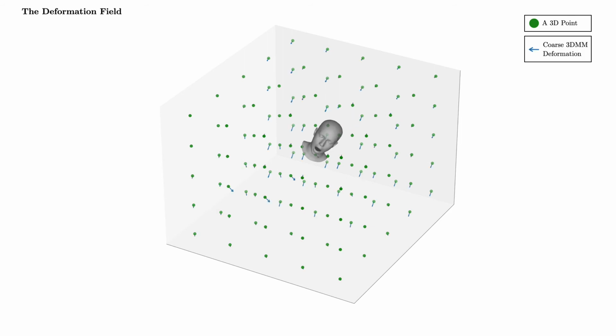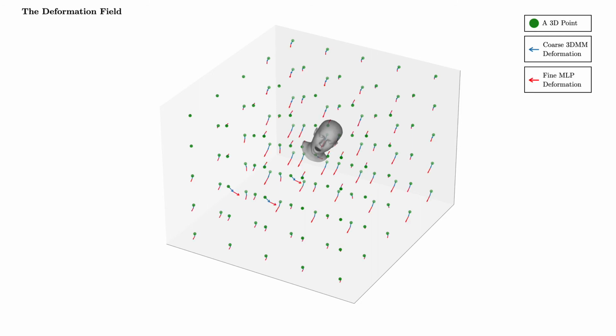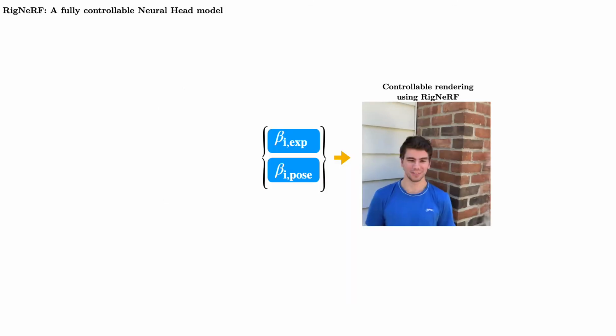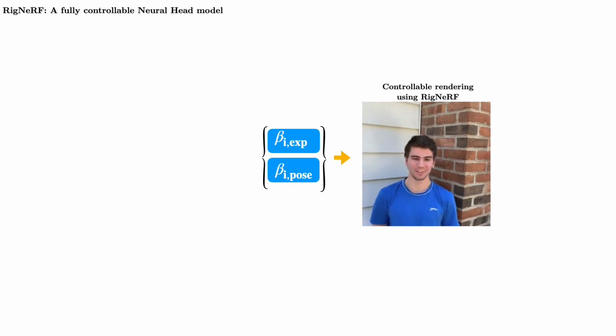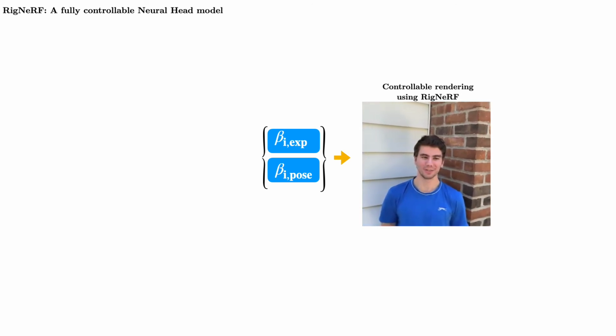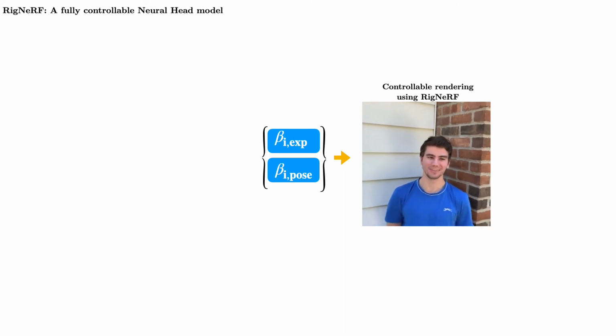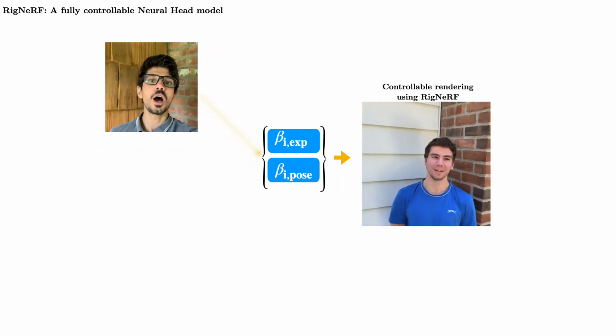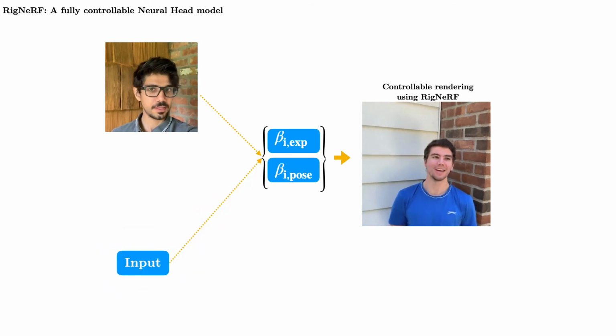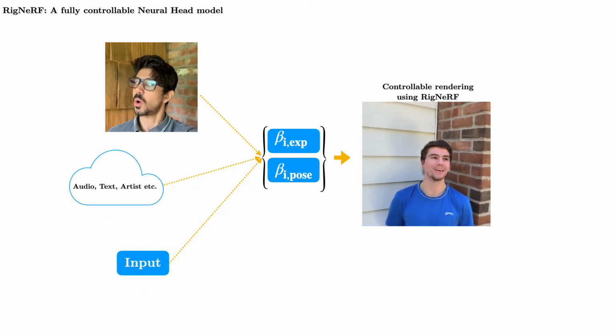Since the 3D only approximates the shape of the human head, the deformation given by it is coarse and inaccurate. To fix this, we use a deformation MLP to correct the coarse estimate of the 3D deformation, giving us the final deformation field. Once trained, RigNeRF can be controlled using 3D expression and pose parameters. These parameters can be derived from a driving video, be input manually, or can be obtained from any other source.